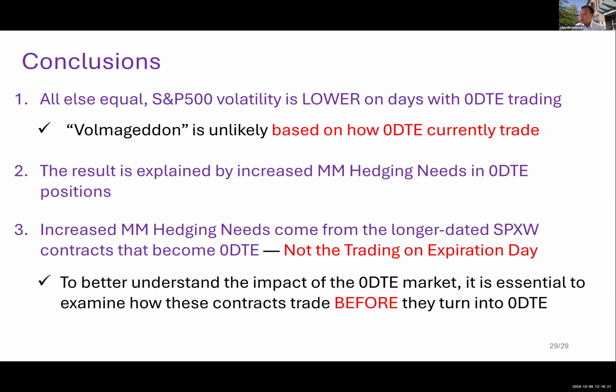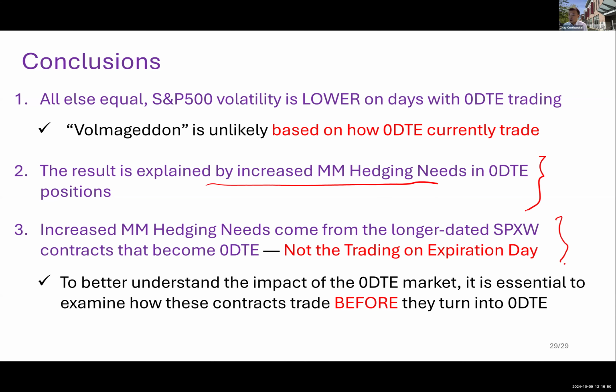Now, our result here can be explained by the increased hedging needs coming directly from 0 DTE positions and not non-zero DTE positions. And we want to highlight that this is important, right? We're not just showing that market maker net gamma is positive. We show that it actually increased due to the presence of the 0 DTE, which further intensifies the hedging needs, explaining the reduction in volatility.